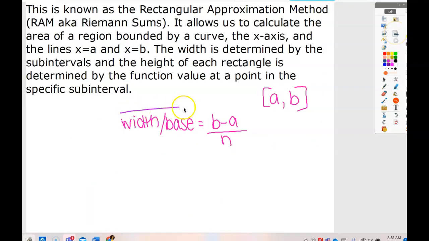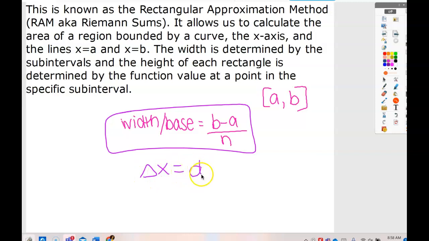So remember, to find the width or base, you do B minus A over N. I have it at the top for you. You can also write it down at the bottom. That's the most important piece. That's what we call delta X. If you think back to differentials, we said that delta X was kind of like a fancy way of saying dx. So we ended chapter 4 with differentials, where you had dx on the right side, because we're going to pick up chapter 5 with that same idea of dx.